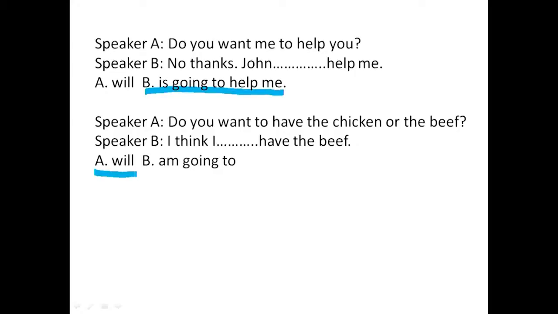You know what we require here: the will. So we should say, I think I will have the beef. It should not be I think I am going to have the beef. No. So you see, we use the will when talking about instant decision, making offers, making promises, making predictions, and talking about possibility. If you have this in mind, you will write good and you will speak good English and write good English.